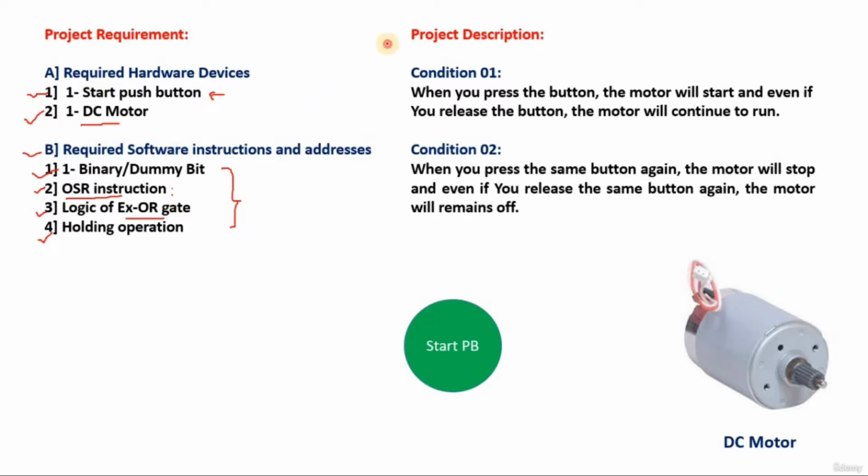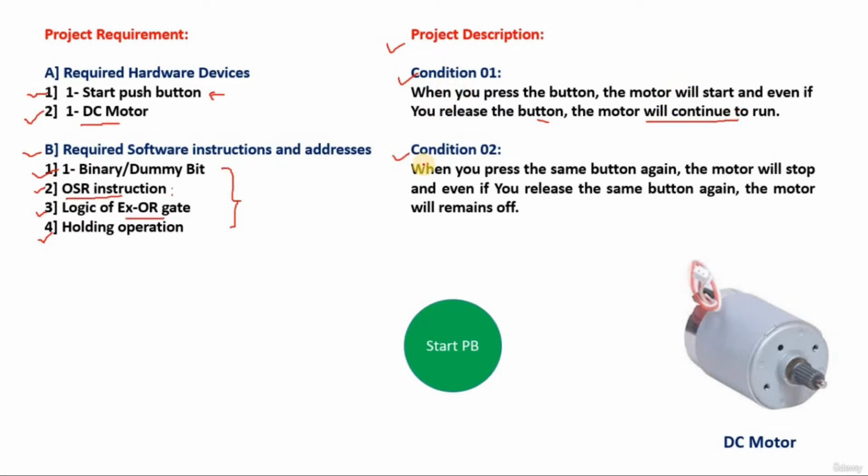Now coming to the project description, what exactly we are going to implement, design, and what we are expecting from our project. These are the two conditions, condition number 1 and condition number 2. In condition number 1, when we press the start push button, the motor will start, and even if you release the same button, the motor will continue to run. This is our first condition.